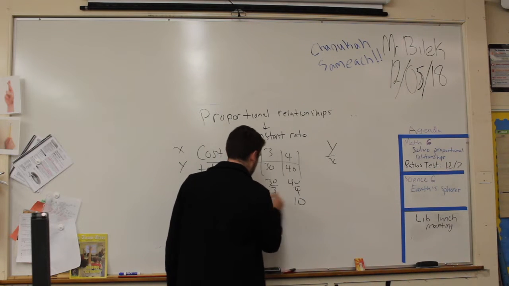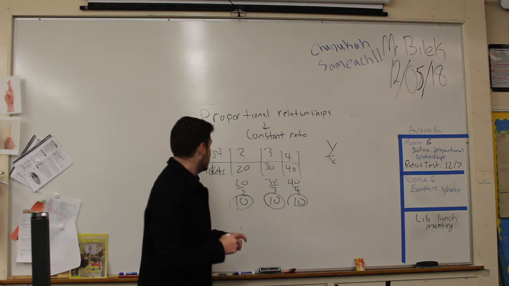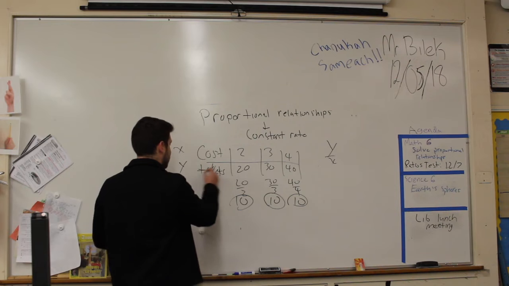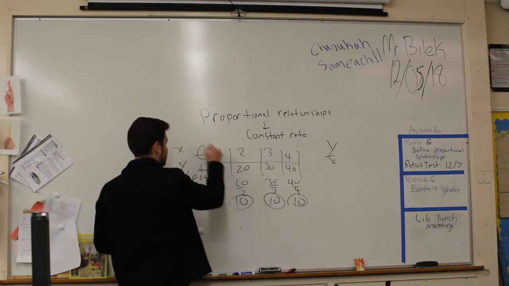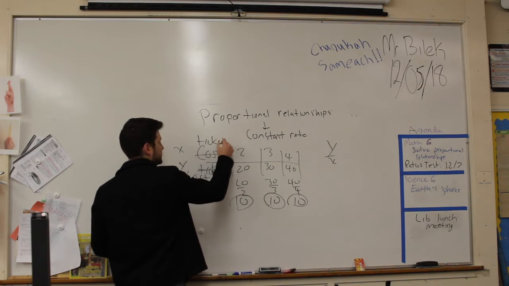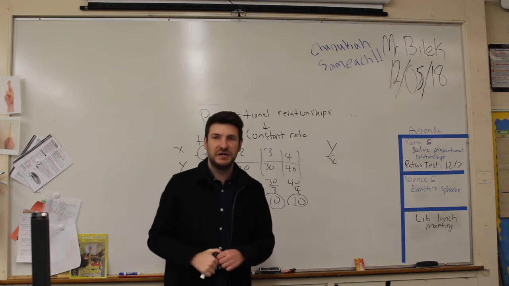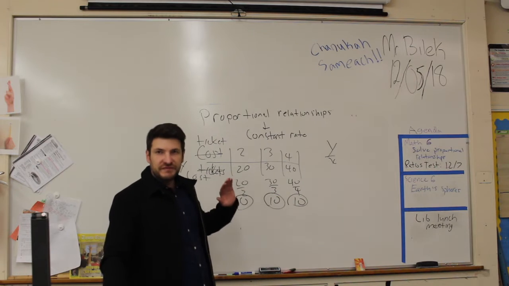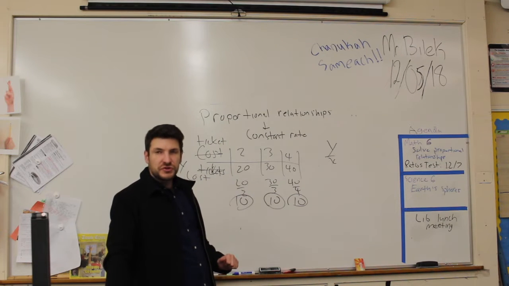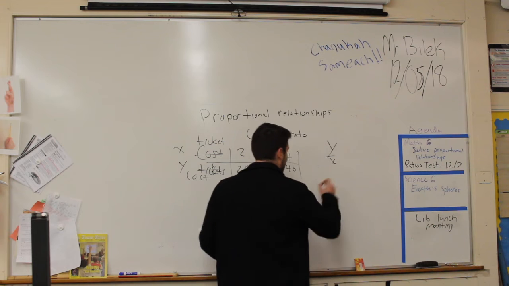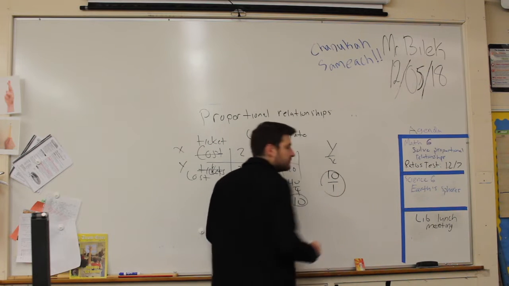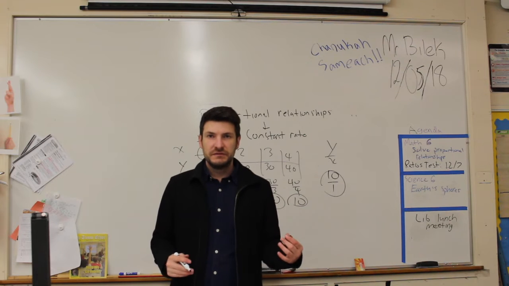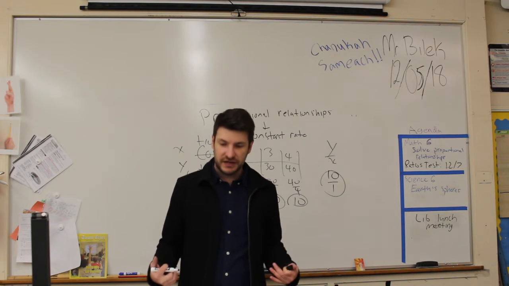Each time you go up by 1 ticket, this is completely backwards, but you understand what I meant to say. This is cost, this is tickets. Take 20 tickets for $2. Rate of 10. So this 10 over 1 that we're getting, this constant change, in math we call this my constant rate of change.